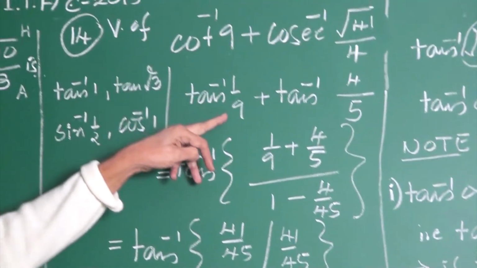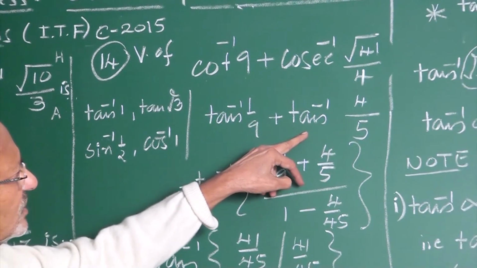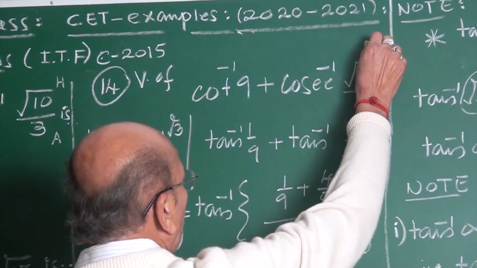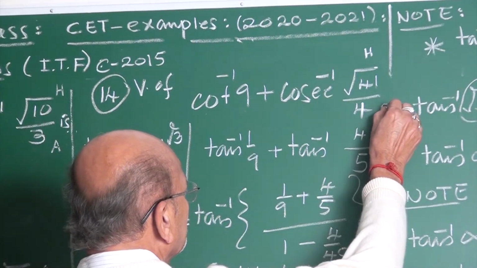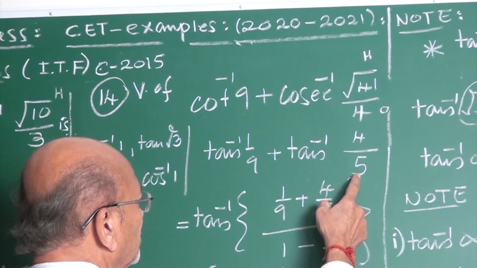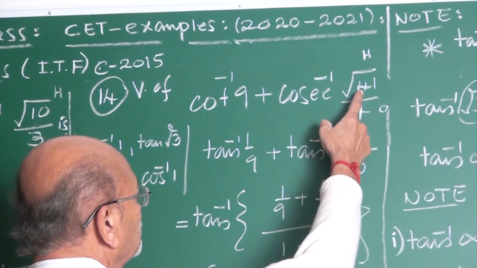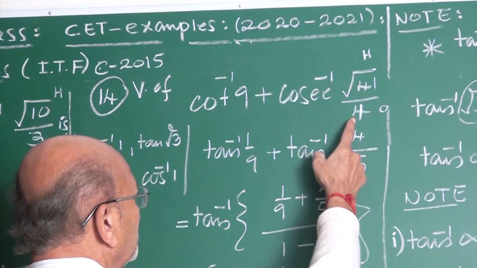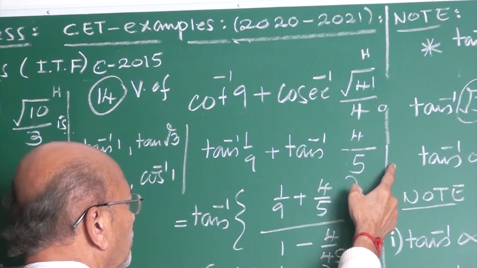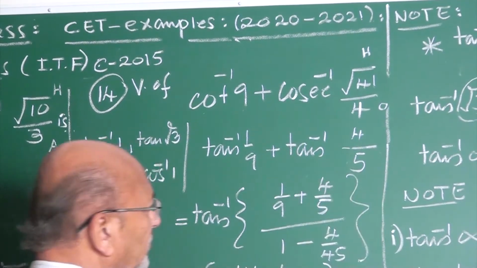The reciprocal of this is 1 by 9 plus tan inverse cosec. What is this? Hypotenuse upon opposite side. What is tan inverse? Opposite upon adjacent. How to find it? Square 41 minus square 16. 41 minus 16 is 25. Square root of 25 is 5.